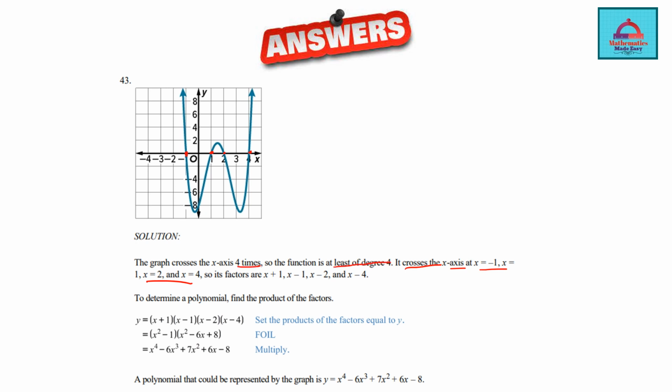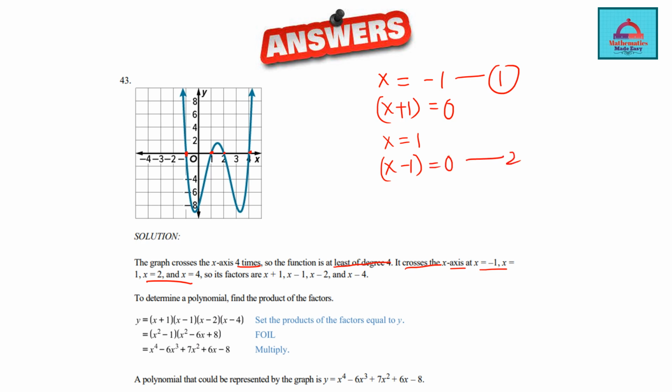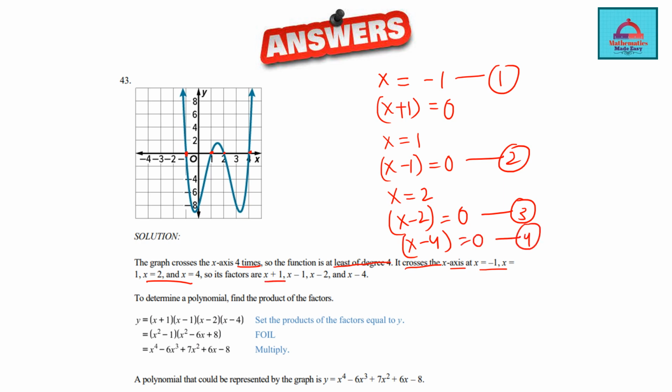So the factors are going to be, see, how do you find the factors? X equal to minus 1. So it gives you the factor x plus 1 equal to 0. This is the first one. Then x equal to 1, it gives you the factor x minus 1. Then x equal to 2 gives you the factor x minus 2 equal to 0, the third one. And x minus 4 equal to 0 gives you the fourth factor. So the 4 factors are x plus 1, x minus 1, x minus 2 and x minus 4. I hope it is clear how we are getting these 4.